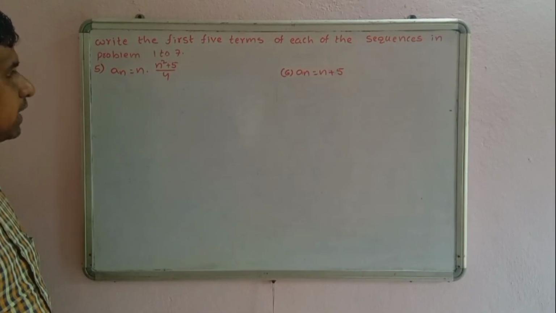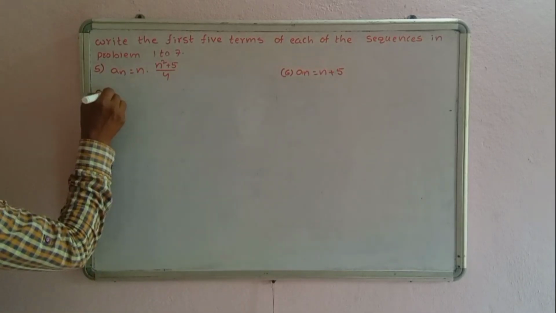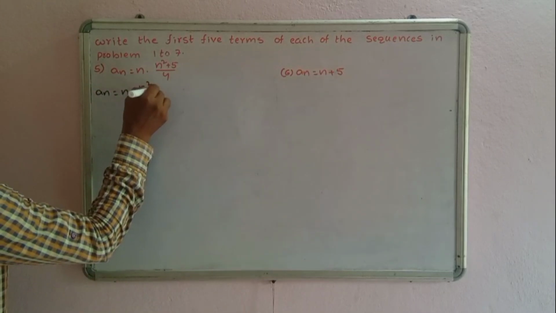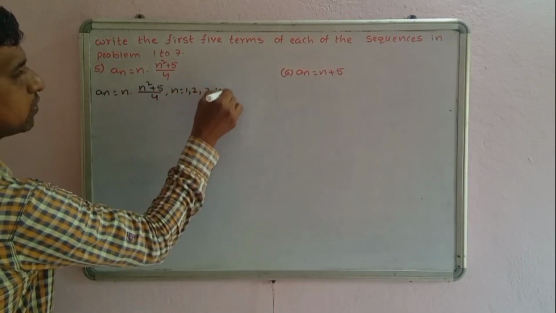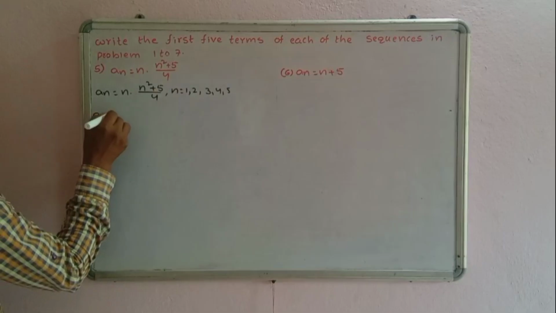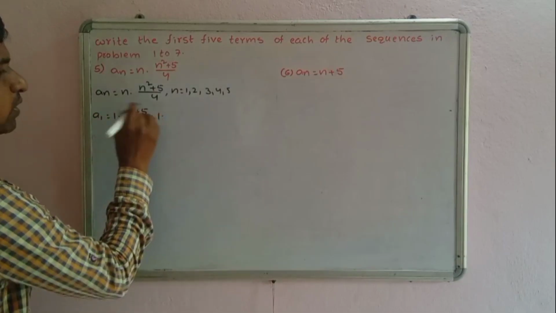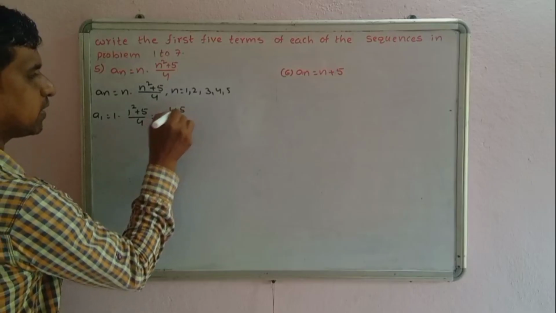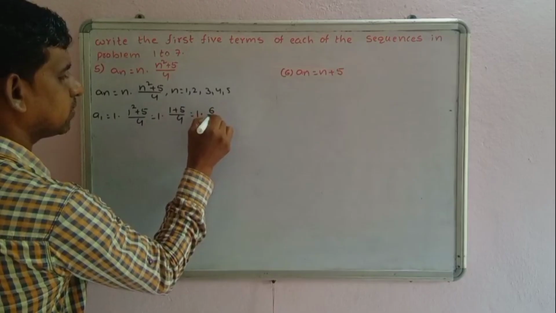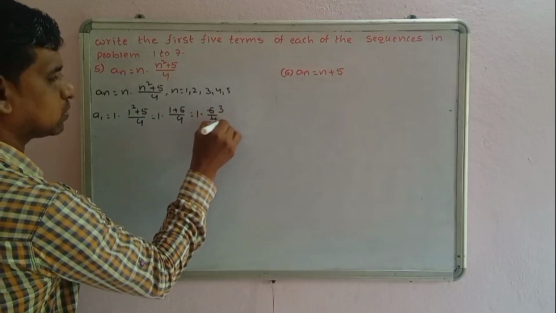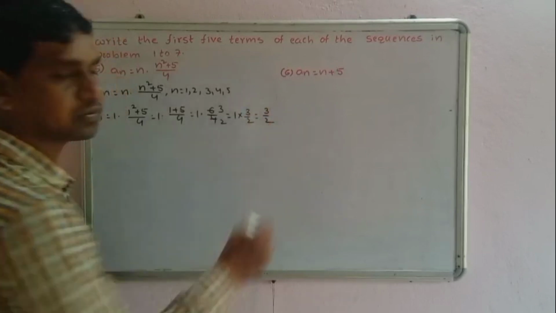Fifth problem, an equals n into n square plus 5 by 4, where n equals 1, 2, 3, 4, 5. So A1 equals 1 into 1 square plus 5 by 4, that equals 1 into 1 square value 1 plus 5 by 4. So that equals 1 into 1 plus 5 is 6 by 4. So 2 3 times, 2 2 times. So 1 into 3 by 2. 1 into 3 by 2 is 3 by 2.